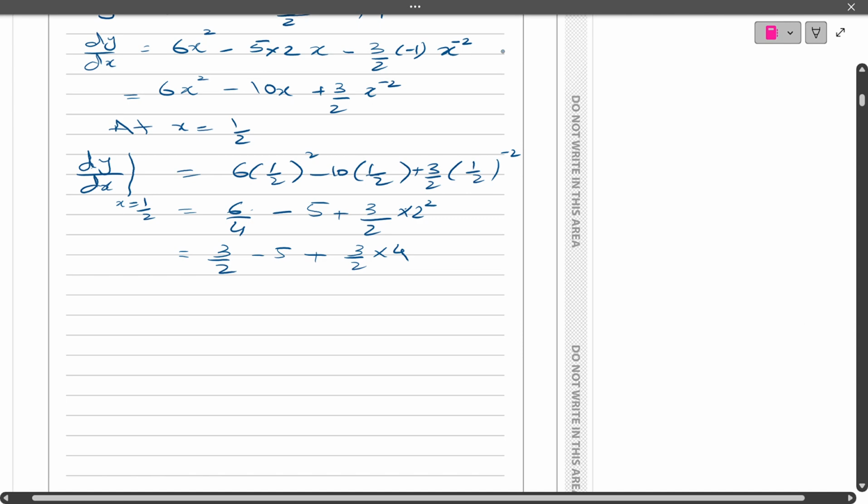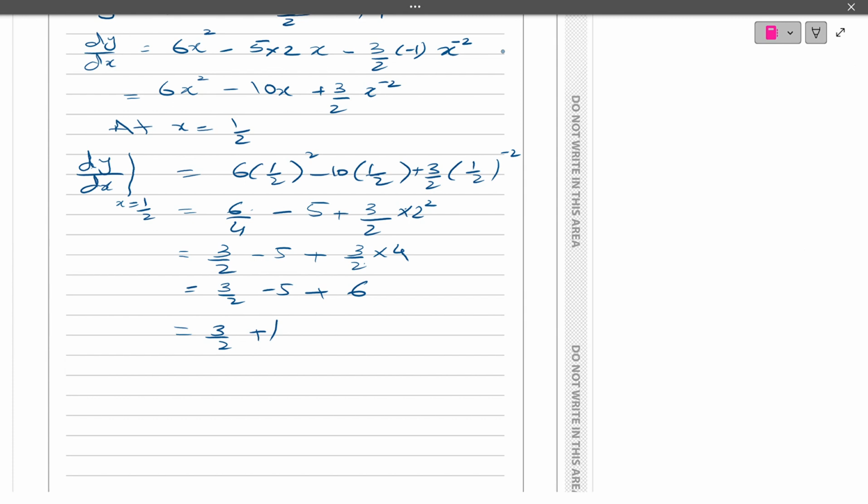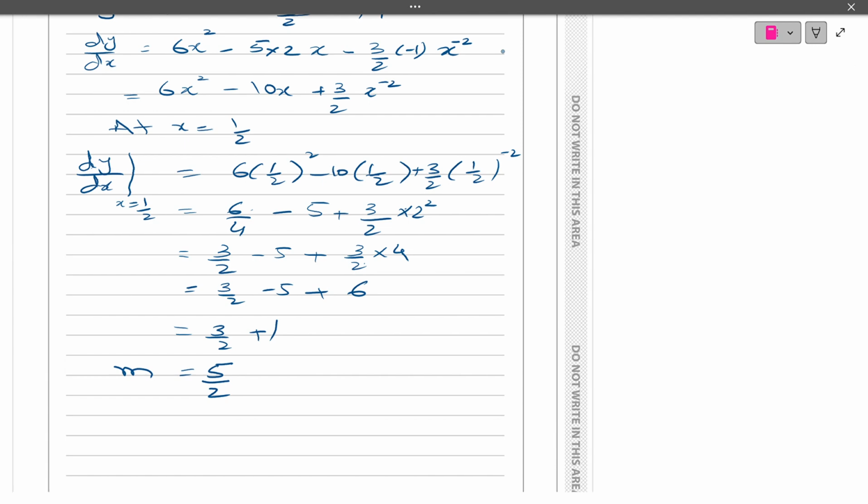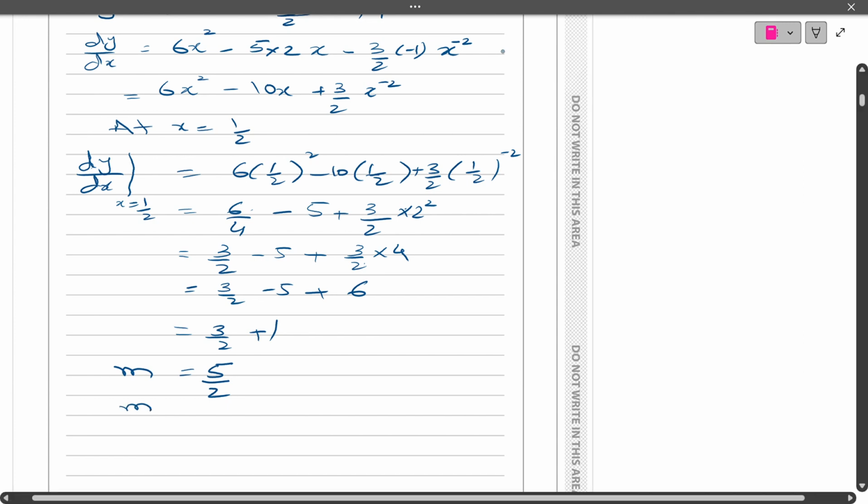In the next step, we can do 3 over 2 minus 5 plus 4 divided by 2 is 2, and 2 times 3 is 6. So 3 over 2 minus 5 plus 6 is plus 1, and 3 over 2 plus 1 is 5 over 2. So the gradient at x equals 1 over 2 is 5 over 2. We need to find the equation of the normal. The normal is perpendicular to the tangent, so the gradient for the normal would be the negative reciprocal. So this is negative 2 over 5.